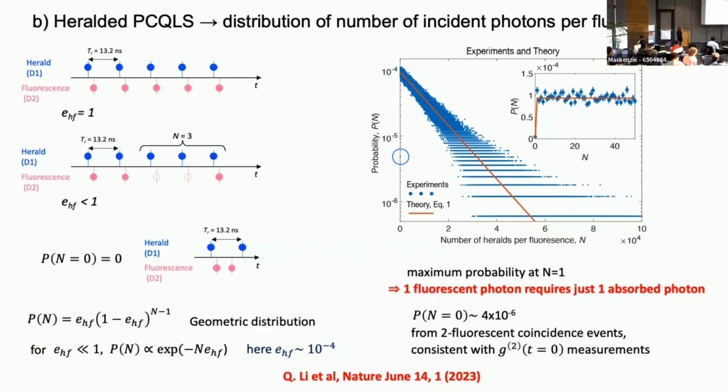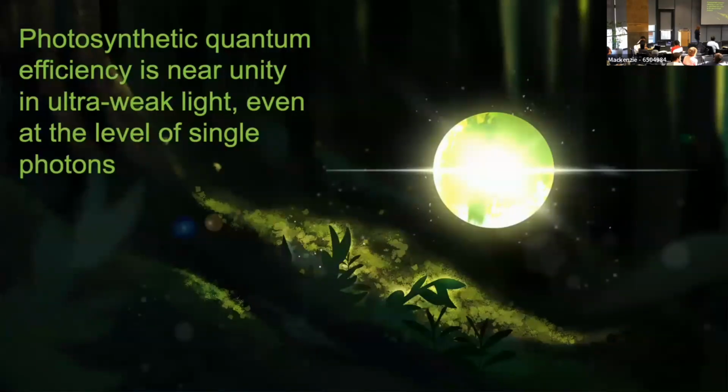And it agrees with the conclusions from the bulk studies, although the bulk studies never quite get to 1. There is a small amount here at 0, and this comes from 2 fluorescent coincident counts, and it's actually quantitatively consistent with our G2 measurements, so there's not an issue there. So that's the conclusion from this experiment, that the efficiency is near unity, or is unity in ultra-weak light, even at the level of single photons.